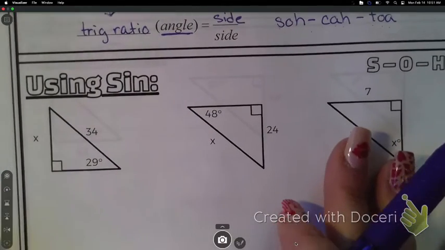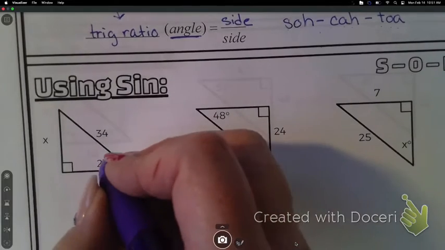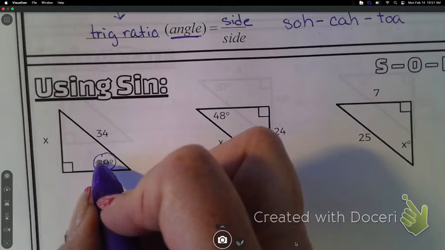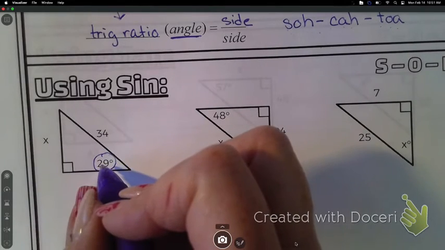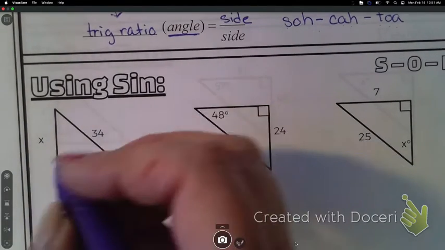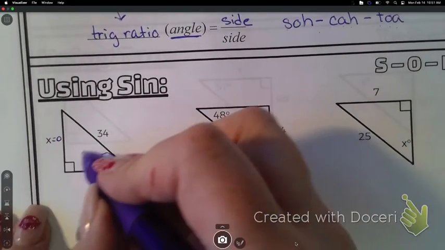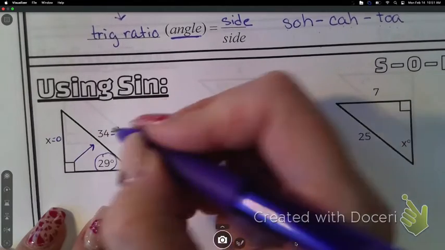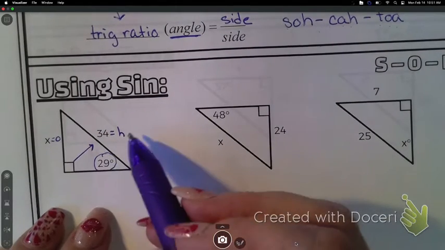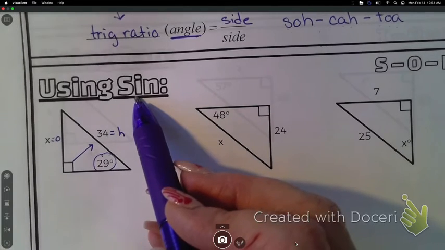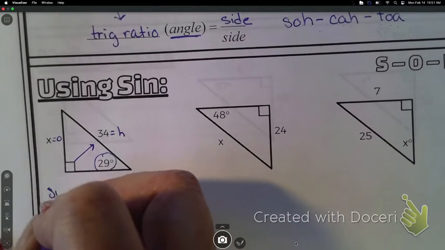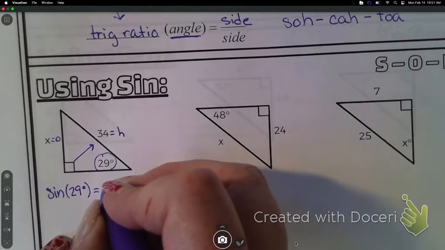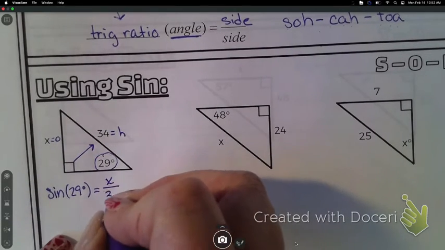Okay, so we're going to start. Our directions up on the top said circle the angle and label your parts. So I have 29 degrees, and X is the what in relation to 29? The opposite. So I'm going to put an O. And 34 is the what? Hypotenuse, because it's across from the right angle. So I have opposite and hypotenuse, so that means I'm going to use what? Sine. So I have the sine of 29 degrees equals the opposite over the hypotenuse.